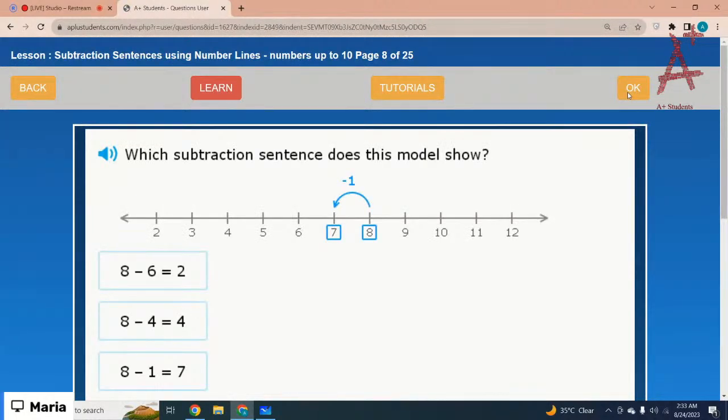Which subtraction sentence does this model show? So which is the correct option? You started with 8, you go back 1, and you ended with 7. So it would be 8 take away 1 equals 7. Option number C is the correct option.